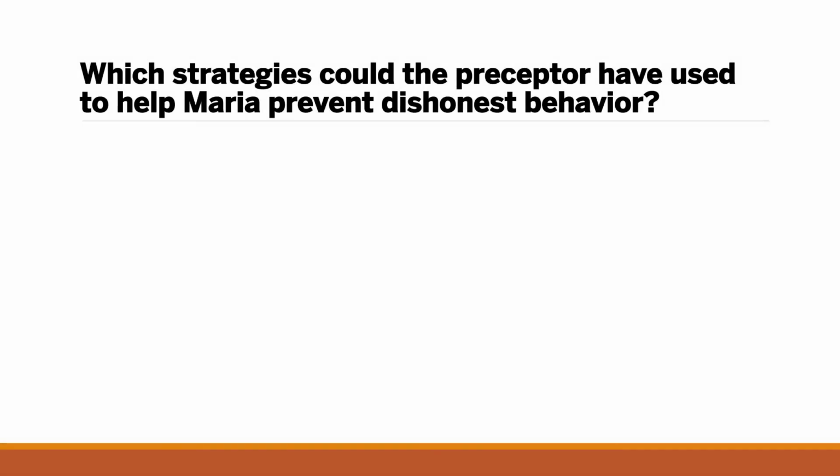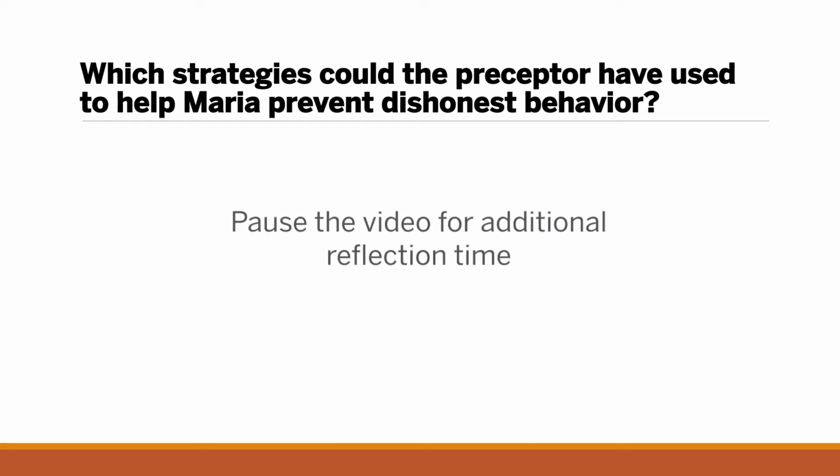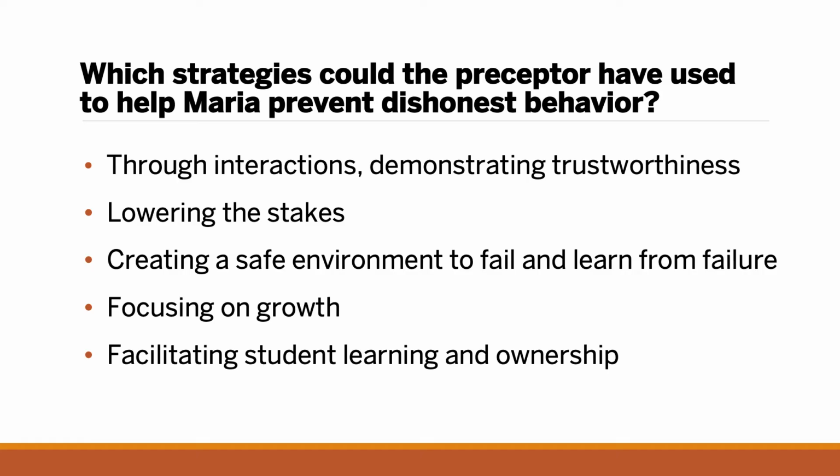Now we would like you to reflect on what you have just watched and think through which strategies the preceptor could have used to help foster honesty and integrity. Strategies include through interactions, demonstrating trustworthiness, lowering the stakes, creating a safe environment to fail and learn from failure, focusing on growth, and facilitating student learning and ownership. Now we will go to our next video.